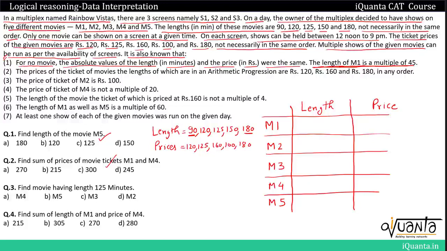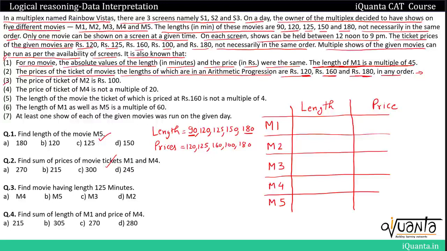The second clue is the price of the ticket of movies, the lengths of which are in arithmetic progression, are Rs 120, 160 and 180 in any order. So this seems to be an important clue because it says that the movies that have their lengths in AP, they will have prices 120, 160 and 180, and these prices could be in any order. So we'll check upon this statement later.